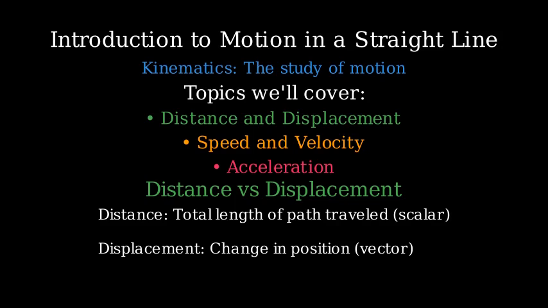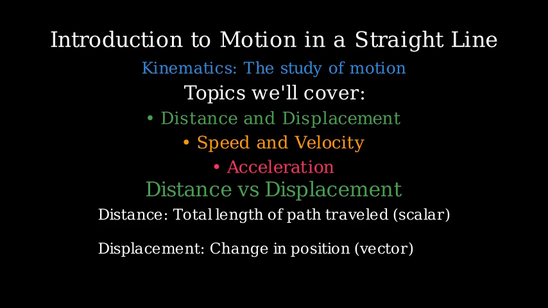Distance is a scalar quantity that refers to how much ground an object has covered during its motion. It is the total length of the path traveled by an object. Displacement, on the other hand, is a vector quantity that refers to the change in position of an object. It is the shortest straight line distance from the initial to the final position.